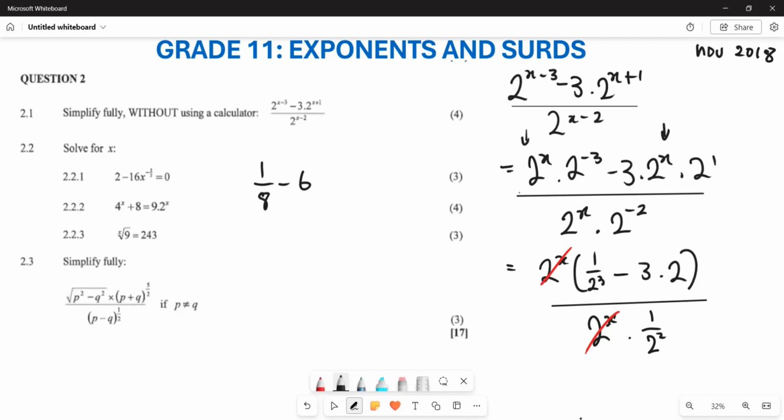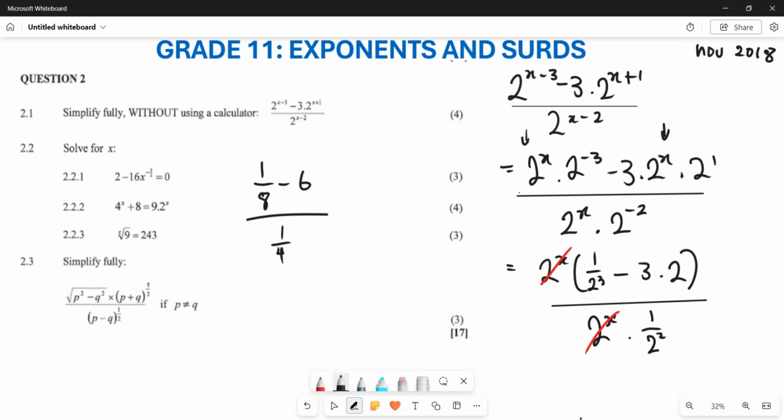Remember, this is 1 over 2 cubed. It's the same as 8. 3 multiplied by 2, it's your 6. This is going to be divided by 1 over your 4, altogether. And now when you're doing like that, what is it that you're going to have now?